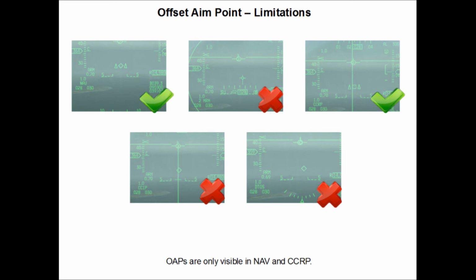Now where those would come in handy is if you're doing a nap of the earth run. If you have a mountain between you and the target area, when you go and turn in, you obviously can't visually see the target area yet, so you can switch over to nav or CCRP, do your adjustment, then switch back to CCIP, and then drop your bombs. So while there are limitations to using offset aim points, there are means to where you can use them while using different delivery methods, at least in the beginning of that particular run, to help you complete that mission.